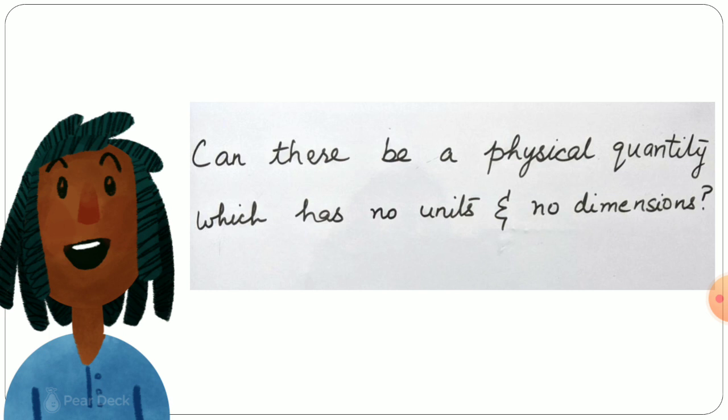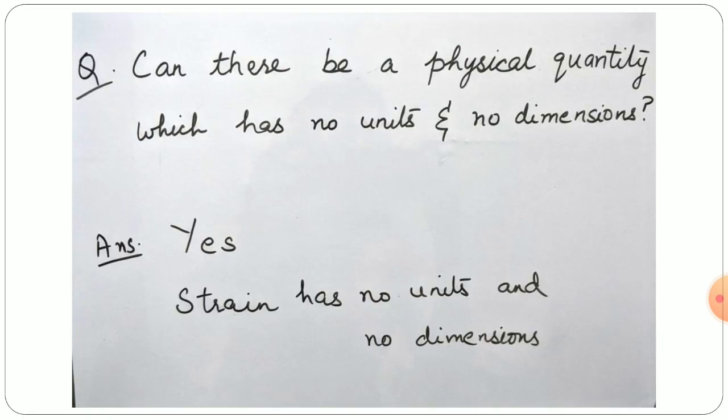Now let us discuss a question. Can there be a physical quantity which has no units and no dimensions? Yes, the answer is we can have a physical quantity which has no unit and no dimension. Strain is the physical quantity which has no units and no dimensions.